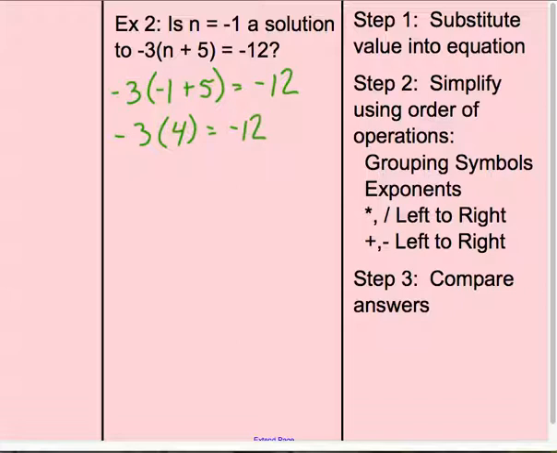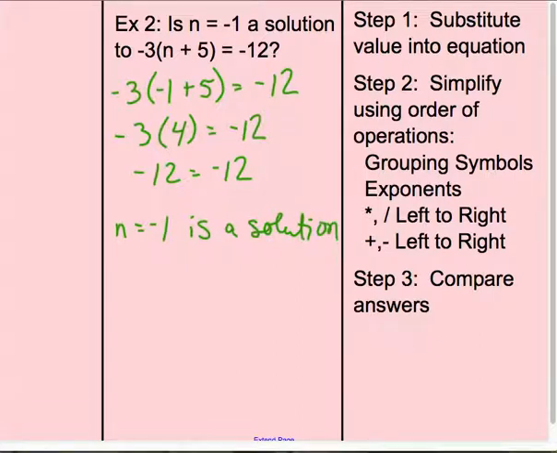Multiply and divide left to right. My parentheses now give me multiplication as my operation as opposed to being used as grouping symbols. So -3 times 4 is -12. And I've finished simplifying the left-hand side of my equation. So step 3, I will compare my answers. -12 does equal -12, so n equals -1 is a solution.